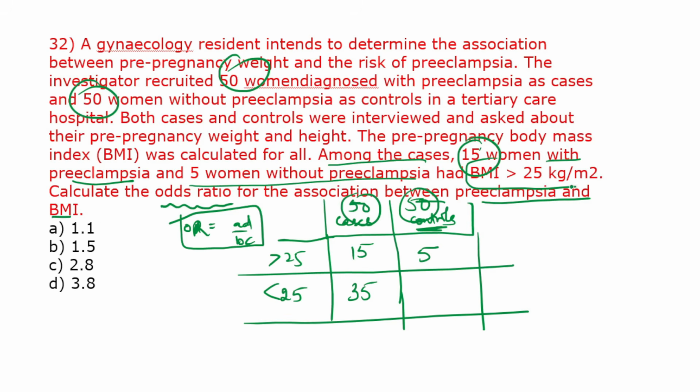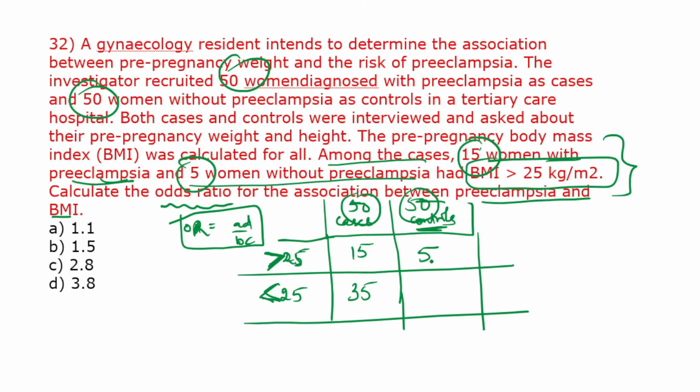They are having BMI of more than 25. So in the BMI category of more than 25, we have put 15 women with preeclampsia and 5 women without preeclampsia. Okay, so if you have removed 15 women with more than 25 BMI, with less than 25 BMI, how many will be there? Out of 50, if you remove 15, it will be 35.